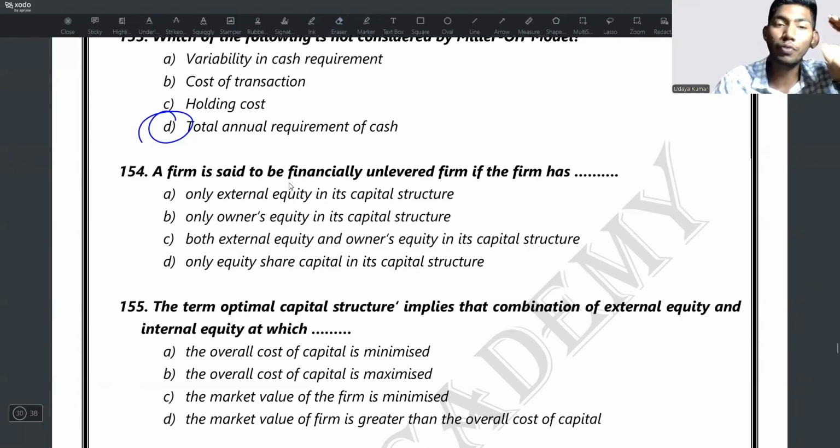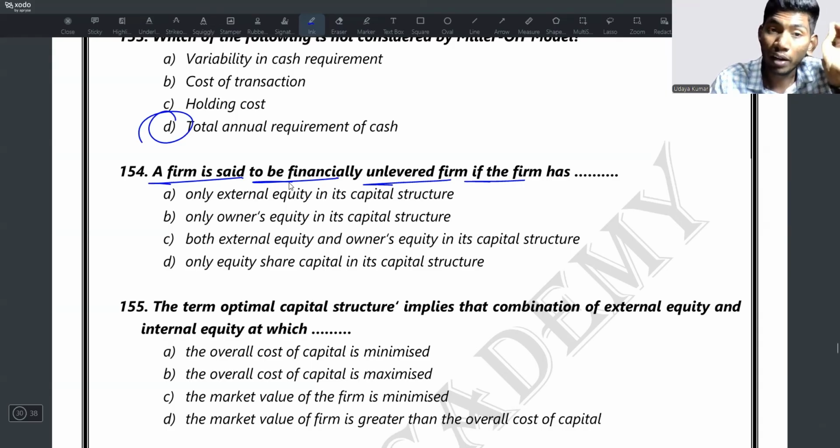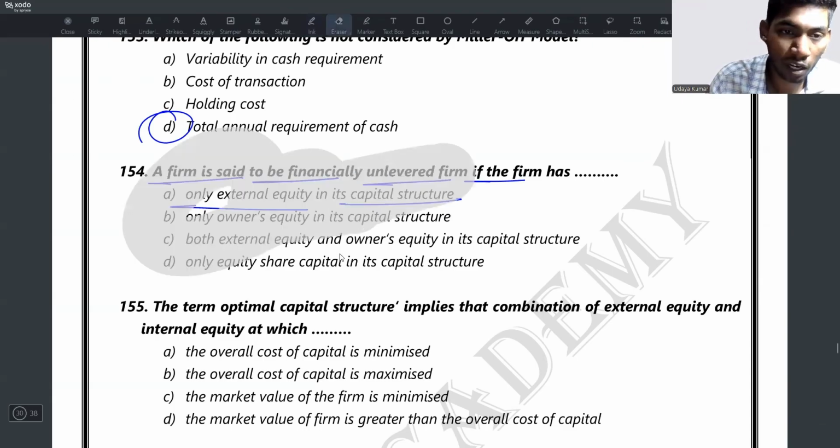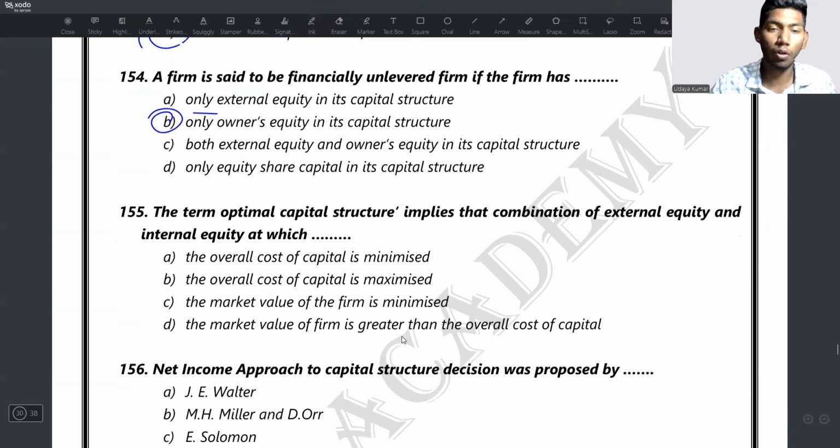So please be careful. 154, a firm is said to be a financially unlevered firm if the firm has, what we are asking, he is saying that a firm is said to be a financially unlevered firm. Unlevered firm means there is no debt in its capital structure. Only external equity in its capital structure. Only owner's equity in its capital structure. Both external and owner's equity. However, there is no debt, which means there is only owner's equity in its capital structure. Option B is the right option. So, moving to question 155.